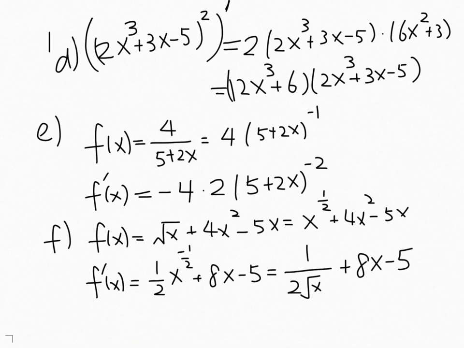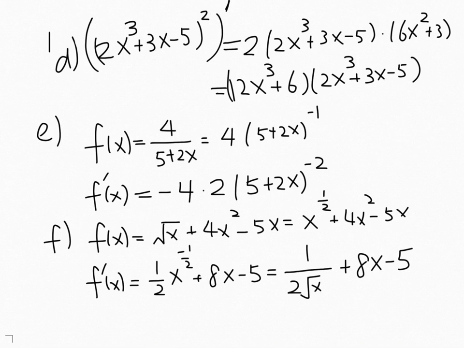1e. So that's a rational equation. Again, I would like to rewrite into the exponential form so that I can use the power rules. So that would turn into 4 times 5 plus 2x raised to the negative 1 power. As I take the derivative, the final answer is going to be negative 8, 5 plus 2x raised to the negative 2 power. Last one, 1f.